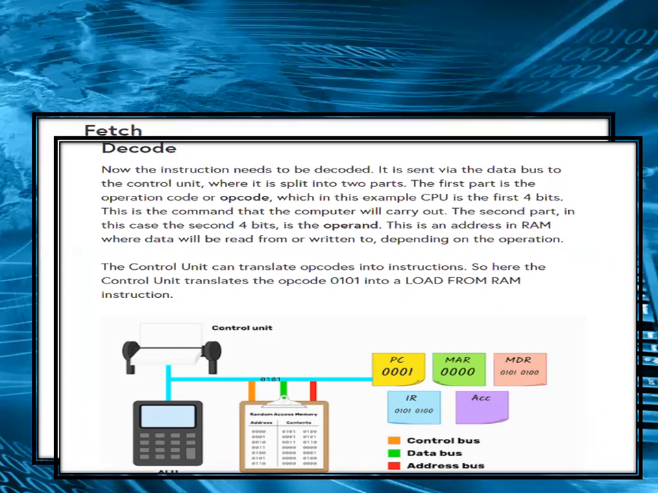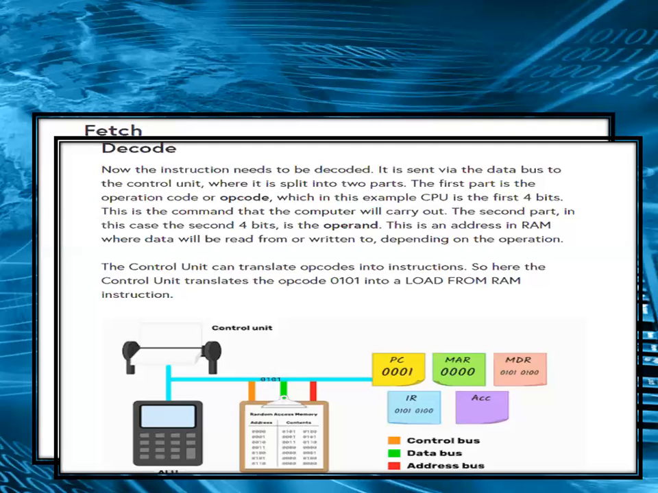The instruction is sent via the data bus to the control unit, where it is split into two parts. The first part is the operation code, or opcode, which in this example CPU is the first 4 bits. This is the command that the computer will carry out. The second part, in this case the second 4 bits, is the operand. This is an address in RAM where data will be read from or written to, depending on the operation.